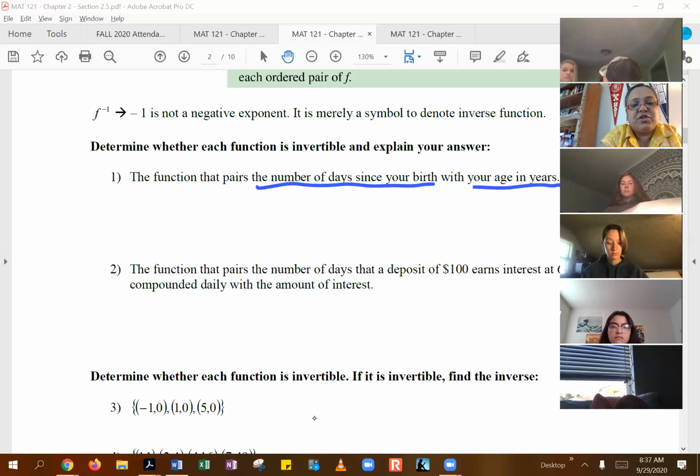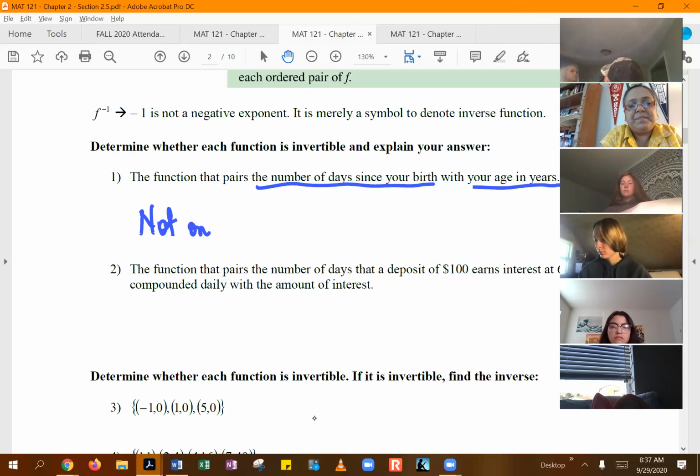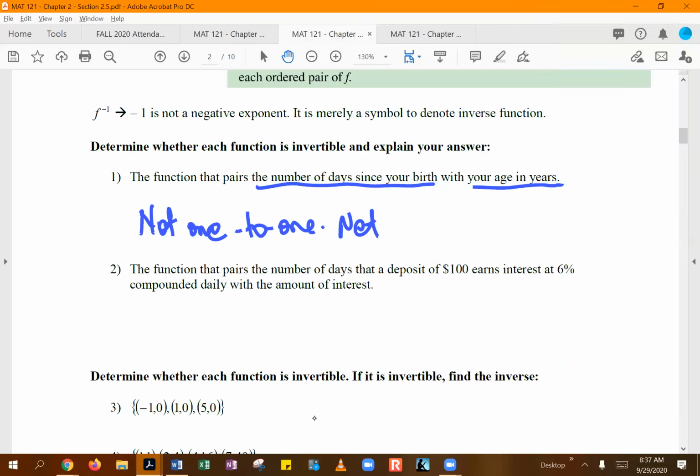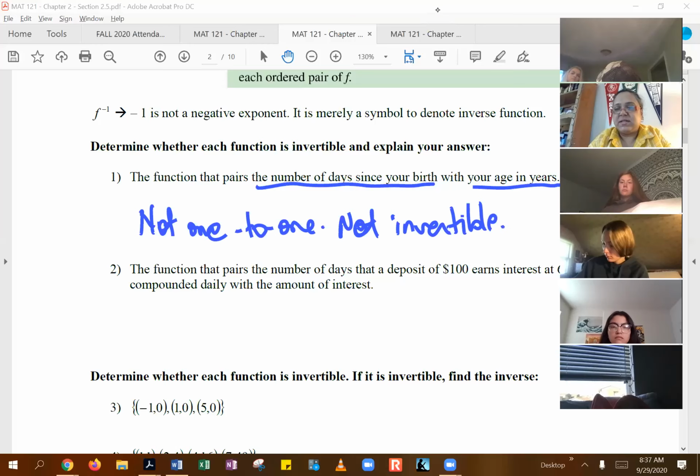So since this function is not one-to-one, basically you cannot find its inverse. So we would say it's not invertible. And not invertible basically means you cannot find its inverse.